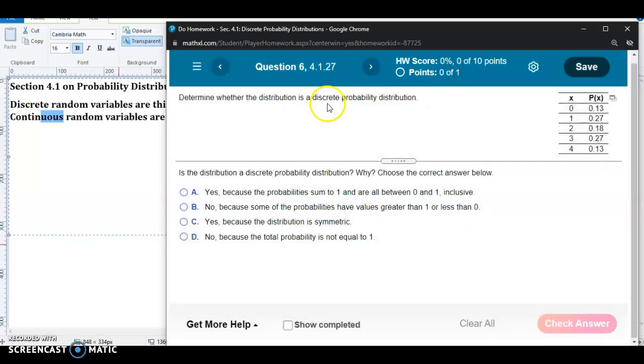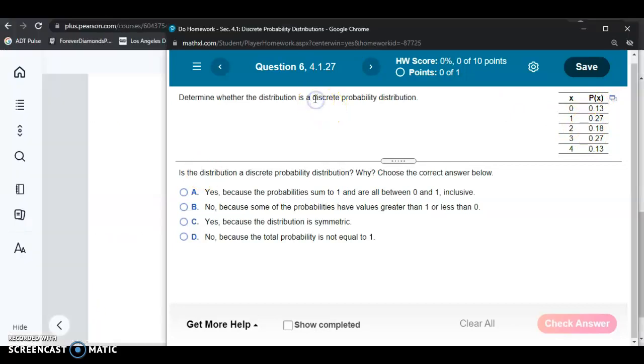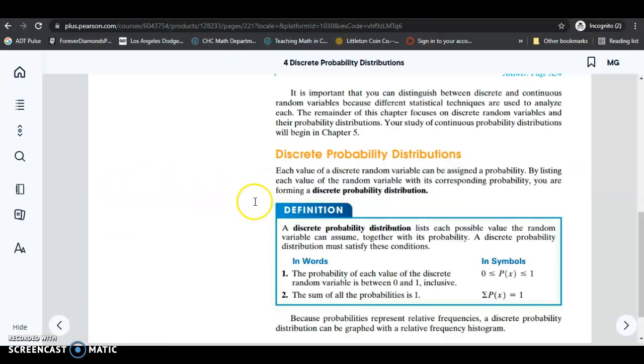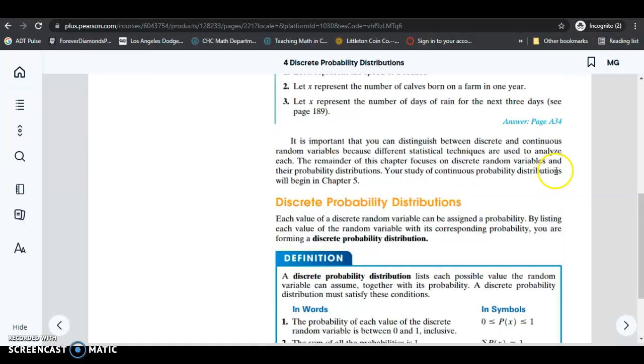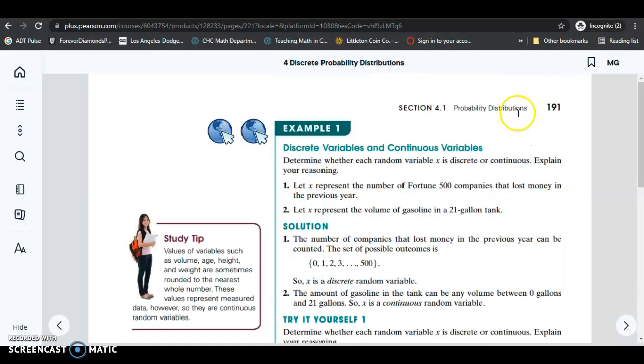Okay, so the next question says determine whether the distribution is a discrete probability distribution, and here you have a table. On one side of the table you have the values of x, and on the other side you have the corresponding probabilities. So to answer this question, you have to understand what a discrete probability distribution is. That's one of the key terms in your book. This begins on page 191.